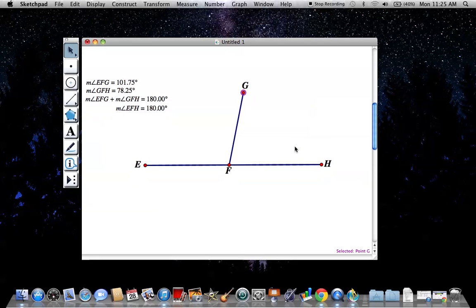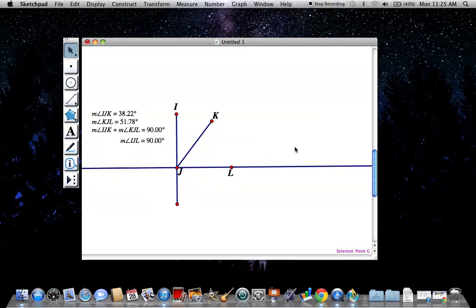Okay. Now, complementary angles. Complementary angles are angles that add up to 90 degrees. They do not have to be adjacent. They can be, but they don't have to be. All it says is that they have to equal 90 when they sum together. So if you look here, IJK plus KJL sum to 90 degrees. So therefore, these 2 angles here are complementary.